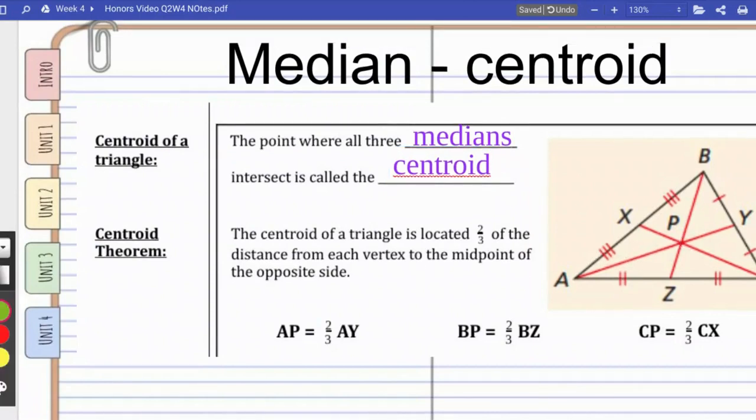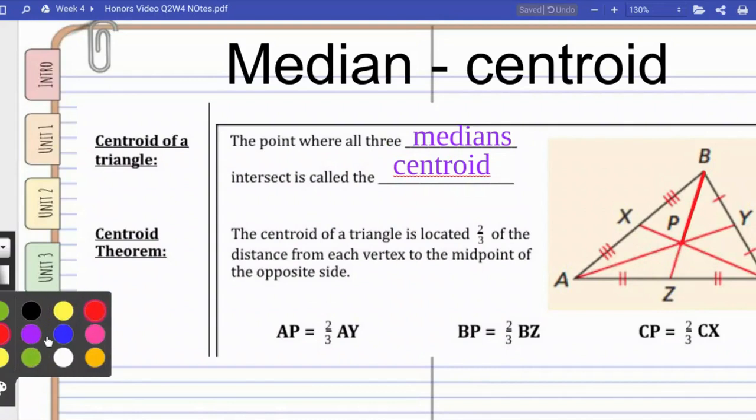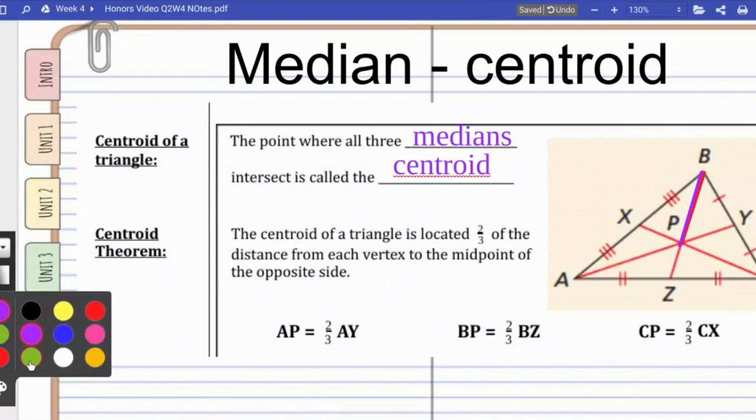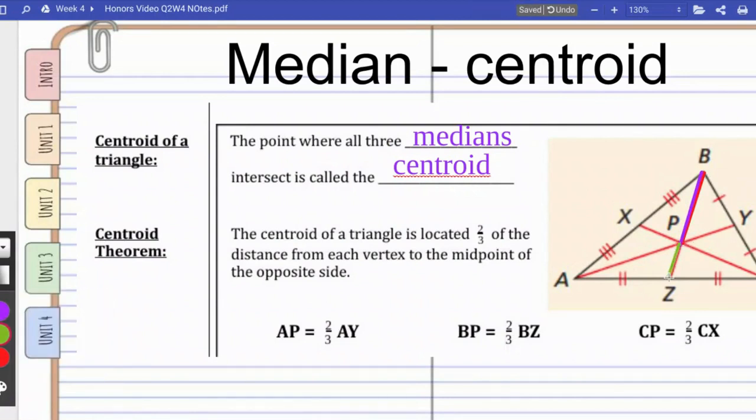Now, what's special about the centroid is that it splits the entire BZ into two pieces. You got piece BP and you got piece PZ. Well, PZ is 1/3 of the entire line. P to B is 2/3 of the entire line. So your line gets split up into three parts, where PB is going to be 2/3 and P to Z is going to be 1/3.